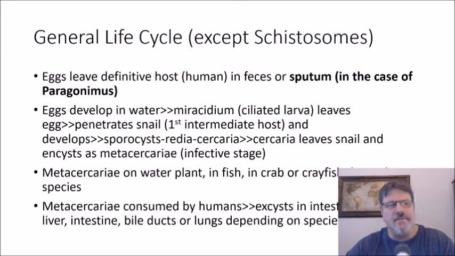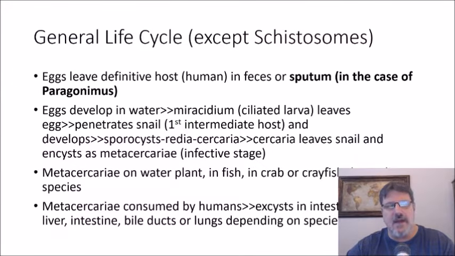General life cycle, with the exception of the schistosomes: the eggs leave the definitive host, which is the human, in feces or in sputum in the case of Paragonimus. The eggs develop in the water. The miracidium, or the ciliated larva, leaves the egg, and it finds the snail and penetrates it. This is the first intermediate host. There it develops sporocyst, rediae, cercaria. The cercaria leaves the snail and encysts as a metacercaria, and this is the infective stage.